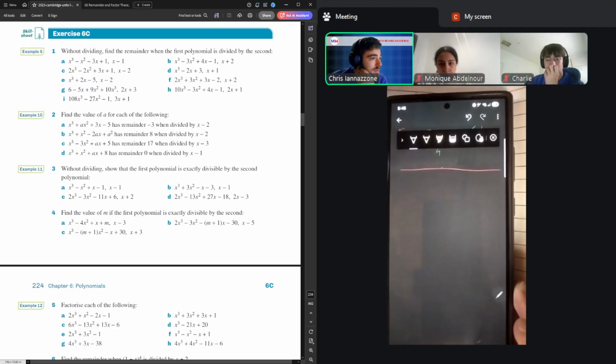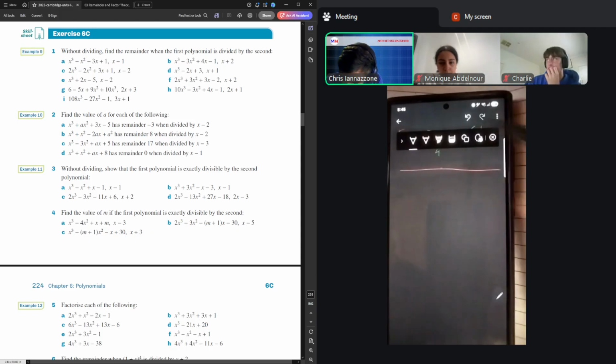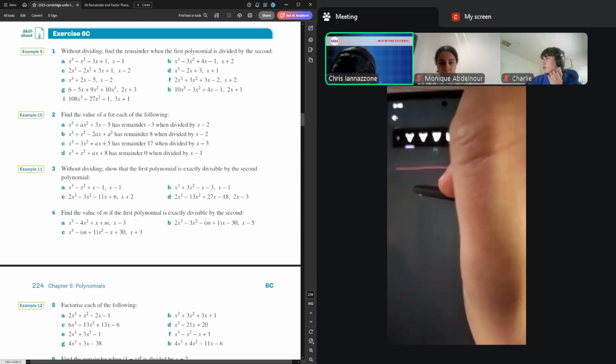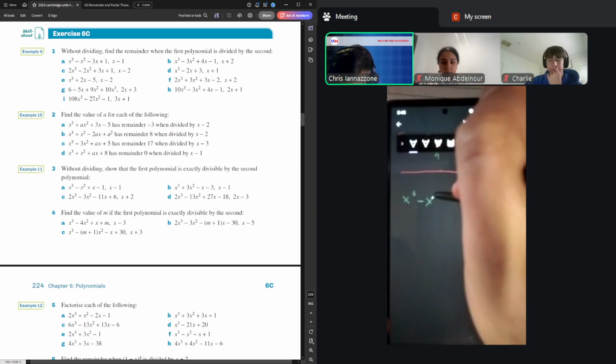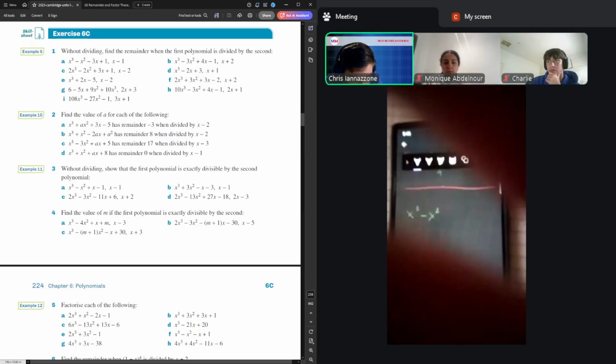Okay, so it's telling us without dividing, find the remainder after division. Cool. So we got our function, which is in this case x cubed minus x squared. Oh, come on, focus camera.